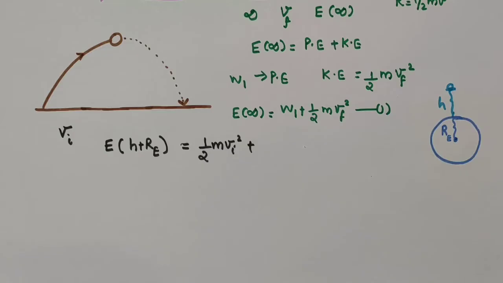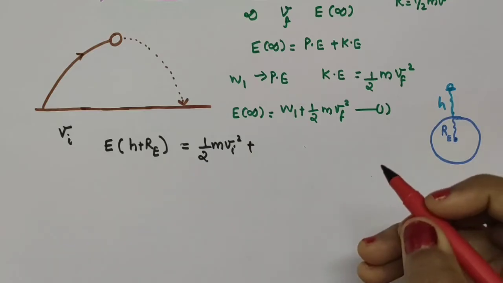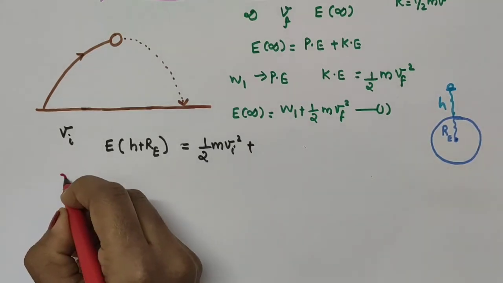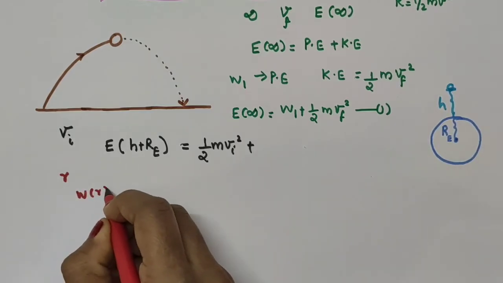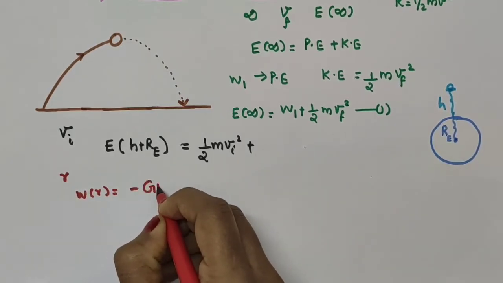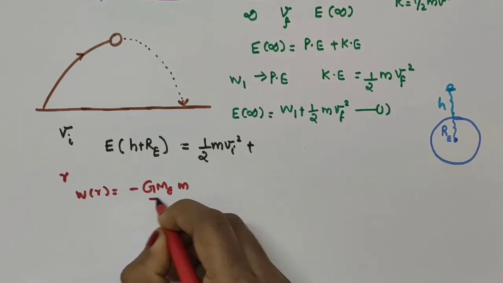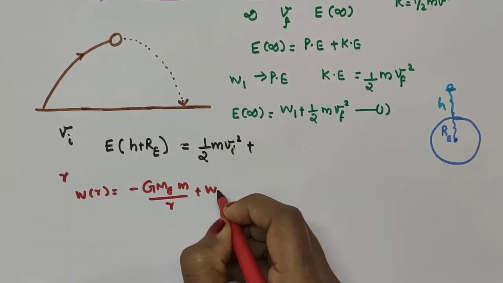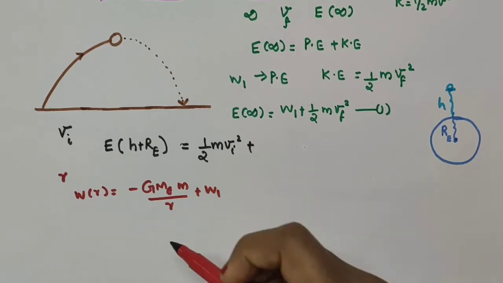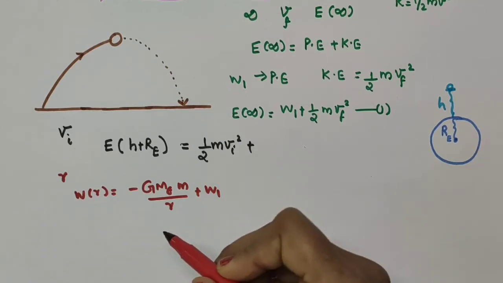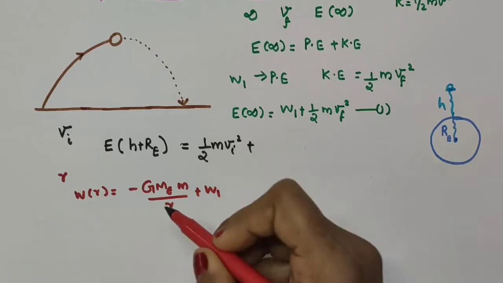See, in our previous video, while we discussed gravitational potential energy, we got an expression for the potential energy at a distance small r from the center of the earth as W of r is equal to minus G Me m divided by r plus W1. This was equation number 7 there. I hope you remember this equation. Otherwise, I will provide the link for that in the description box. If you want, you can watch that.